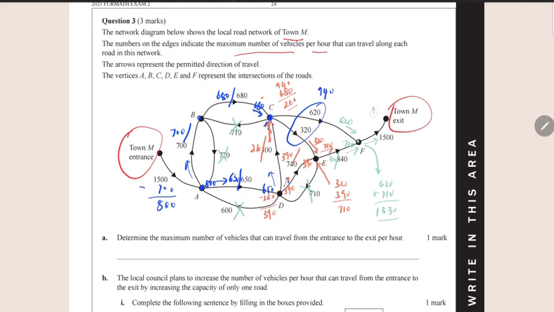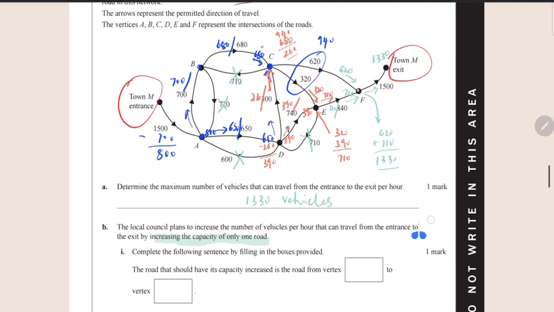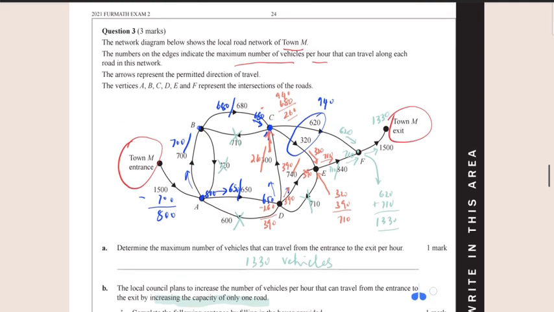So 1330 vehicles reach the exit of town M, which is the maximum number of vehicles that can travel from the entrance to the exit per hour. Now, the local council plans to increase the number of vehicles per hour that can travel from the entrance to the exit by increasing the capacity of only one road. Complete the following sentence by filling in the boxes provided. The road that should have the capacity increased is from vertex blank to vertex blank.